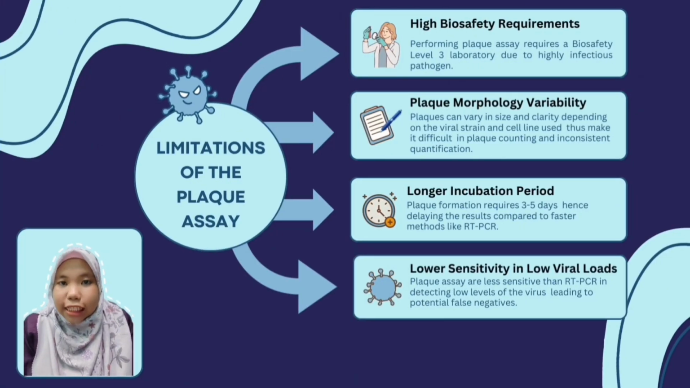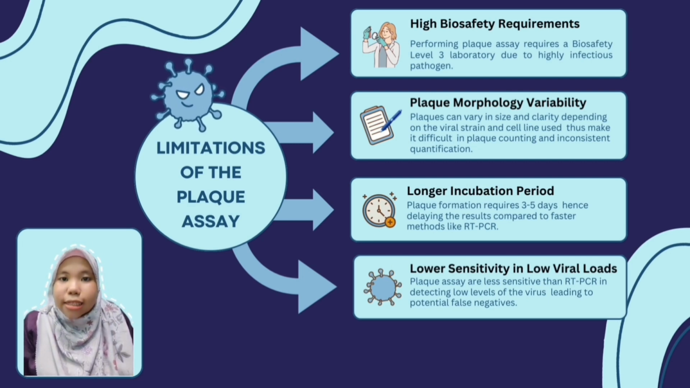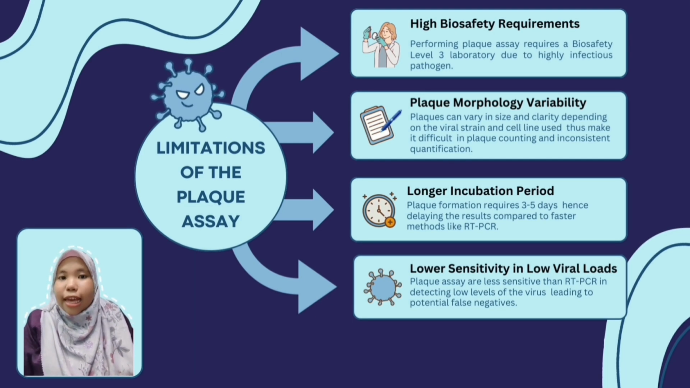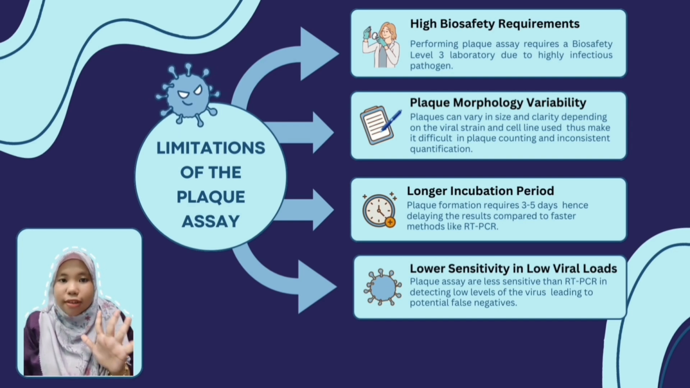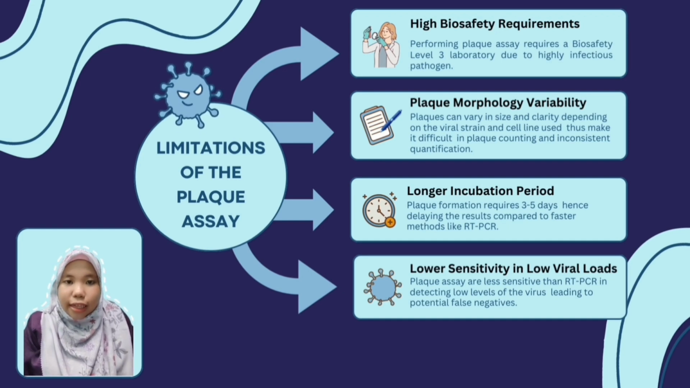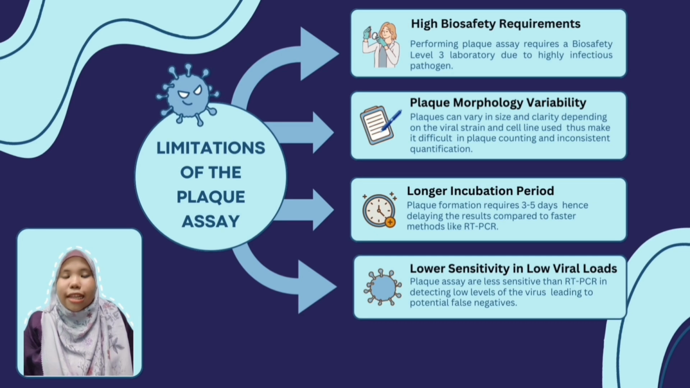However, there are several limitations to the plaque assay, particularly when applied to SARS-CoV-2. Firstly, the assay requires a biosafety level 3 laboratory due to the infectious nature of the virus, which may not be available in all facilities. Additionally, the morphology of SARS-CoV-2 plaques can be different, hence complicating the process of accurately determining the virus concentration. Moreover, the assay is time-consuming, taking 3 to 5 days for plaques to form, thus delaying the results. Finally, while effective in quantifying infectious virus, the plaque assay may be less sensitive than RT-PCR, particularly for samples with low viral loads, potentially leading to false negatives.